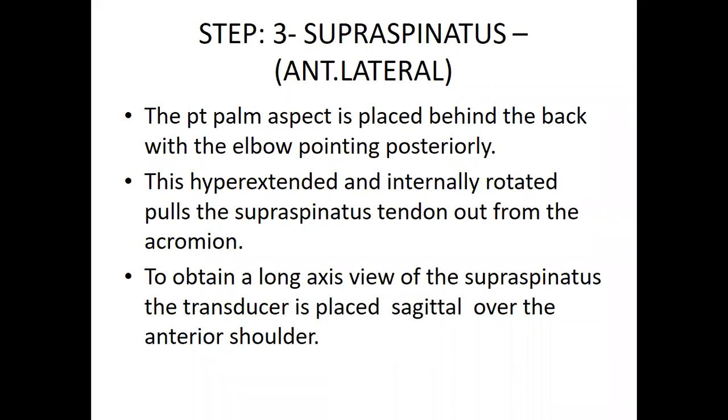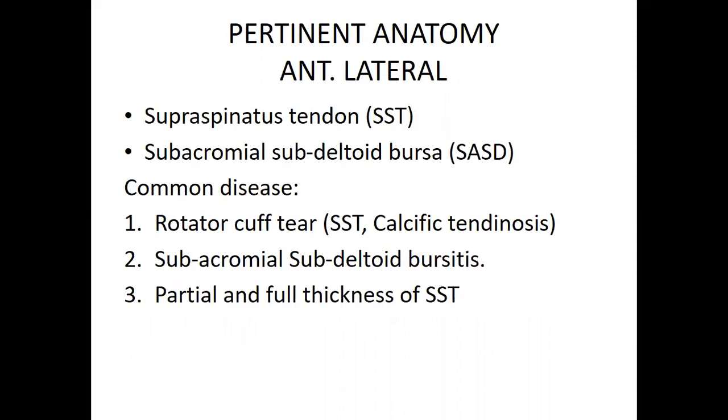Now, to obtain a long axis of the supraspinatus, the transducer is placed in sagittal over the anterior shoulder again. This is where you see it in profile. When you see it in profile, this is where you can appreciate the tears in the rotator cuff again. Very important in checking other pathologies like partial or full thickness. This is a very important view to appreciate when you do that maneuver. Again, I mentioned that this is where you can also appreciate the subacromial subdeltoid bursa.